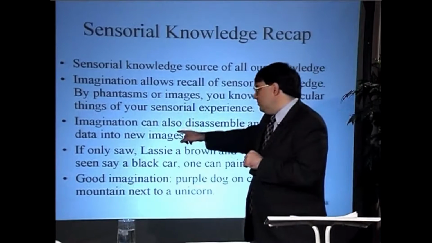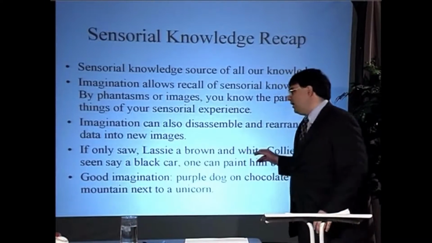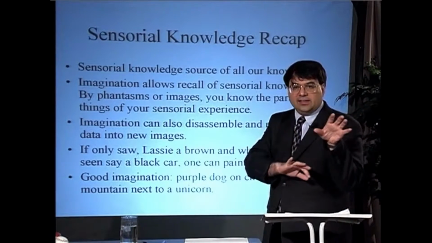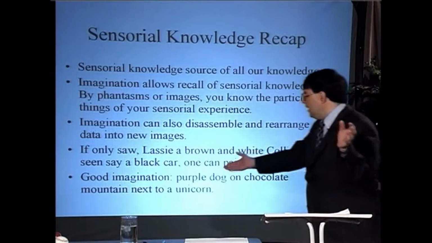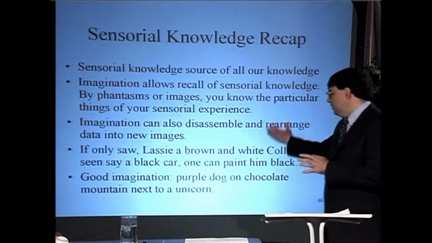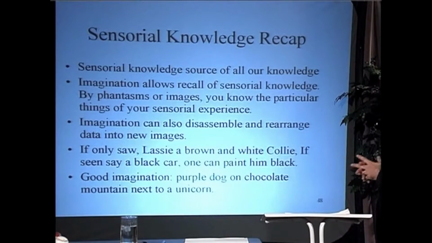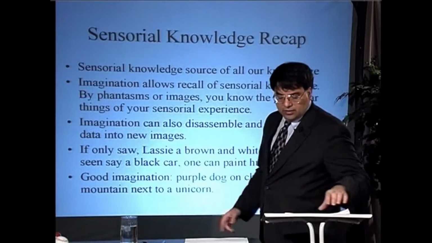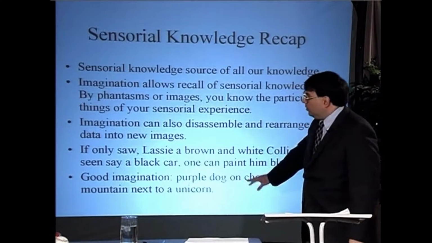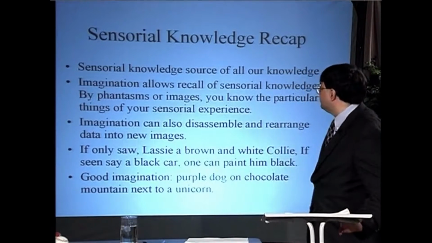Imagination can also dissemble and put together different images. So you can, for example, have seen Lassie, who's a brown and white collie, and have seen a black car, and in your imagination you can take the black off of the car and stick it on Lassie, so you can have a black collie. And people that have a good imagination, in this sense of manipulating images, are, an example would be a boy who thought of a purple dog on a chocolate mountain next to a unicorn. This is all replacing images and manipulating them around, and that's also called imagination. That's the more typical common usage of the word, but we're using it in the general sense of any use of images, not just the manipulation, but even the recall.